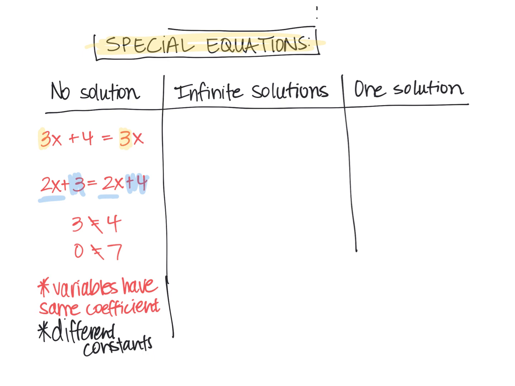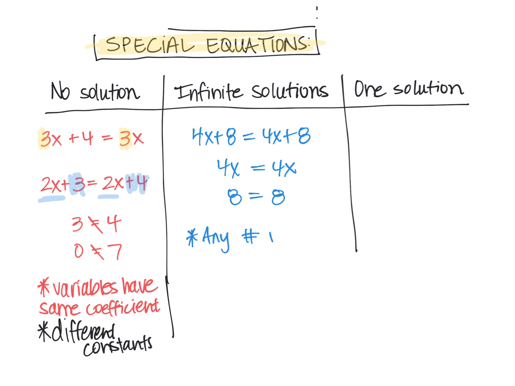All right, let's move on to infinite solutions. So infinite solutions would be if you end up with the same thing on both sides, something like 4x plus 8 equals 4x plus 8. Or you end up with 4x equals 4x. Or you end up with 8 equals 8, all true statements. Okay? If you end up with something like that, that means any number works. Okay? There's tons of solutions that would work.